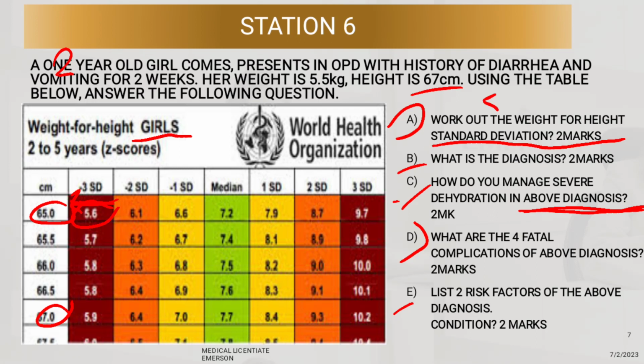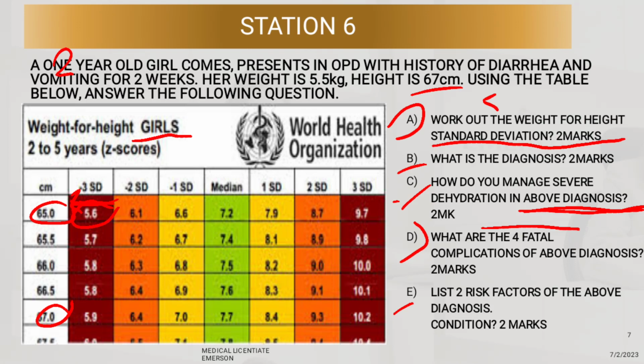Okay, so that's reasonable. Then what are the fatal complications? In the 10 steps management of SAM, the hypoglycemia, hypothermia, dehydration, electrolyte loss, and infections are the fatal complications. So those ones I've mentioned are the fatal complications: hypoglycemia, hypothermia, dehydration, electrolyte imbalance, and infections. For the infections, if you want, you can mention pneumonia as an example.